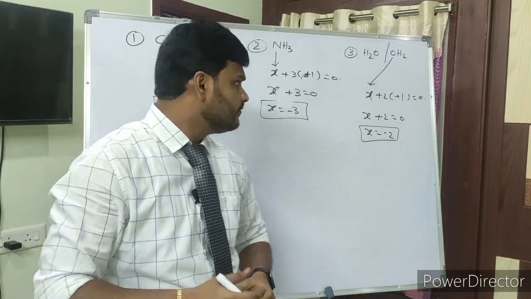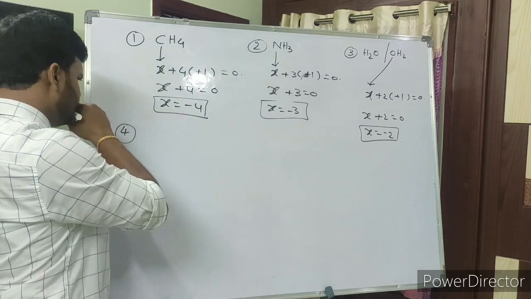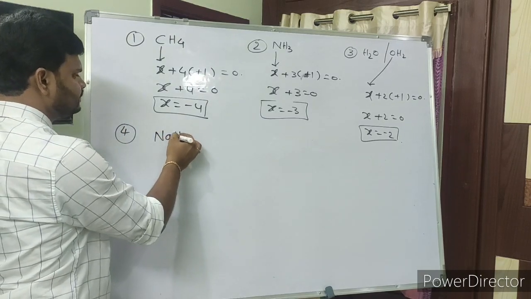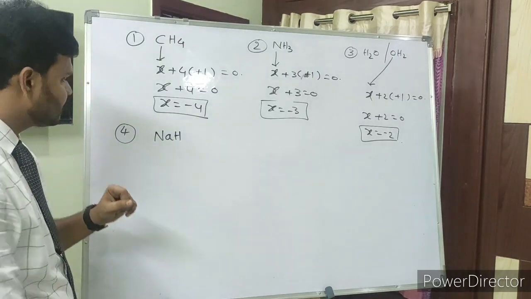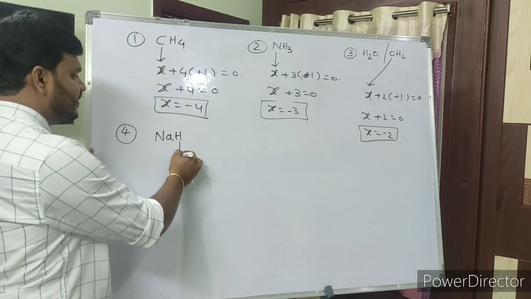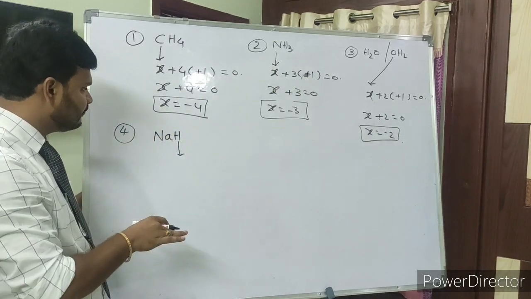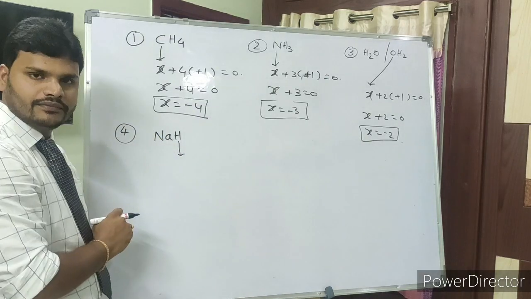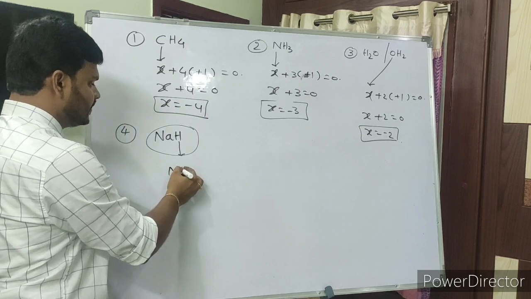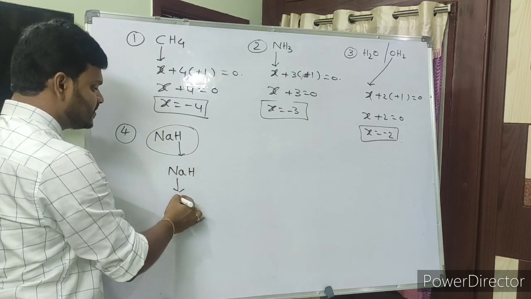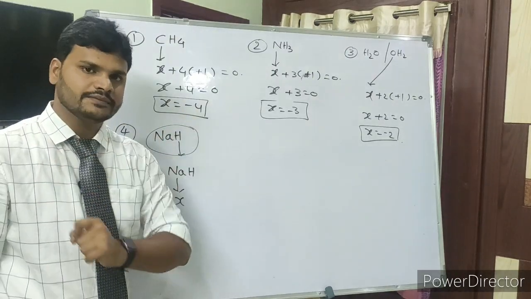Clear students? For better understanding, I am going with a different example, that is NaH. So what is the oxidation state of hydrogen here? Dear students, we do one thing. First, before that, we need to find the sodium oxidation number. Clear now? Okay, just a moment please. NaH. So what is the oxidation state of sodium here? Sodium, let us take x. Here the point is important.